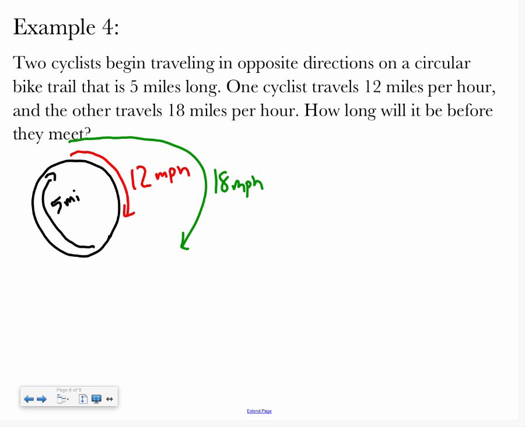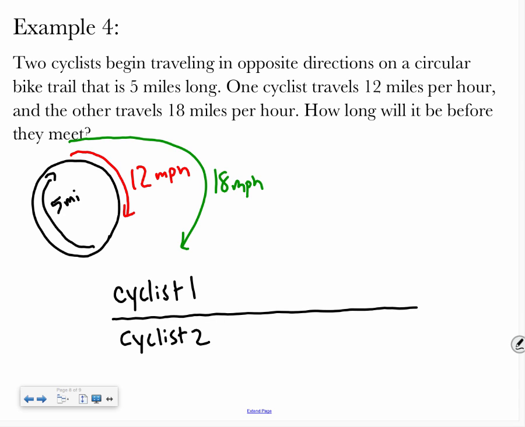Okay, the way that we solve this, let's list. We have cyclist 1, we have cyclist 2. We want to know how long will it be before they meet. So we're talking about some time. We have a rate and we have a distance, right? So in this instance, we're going to say distance equals rate times time. It's the same equation that we did in the last problem, except it's written out for a different variable.